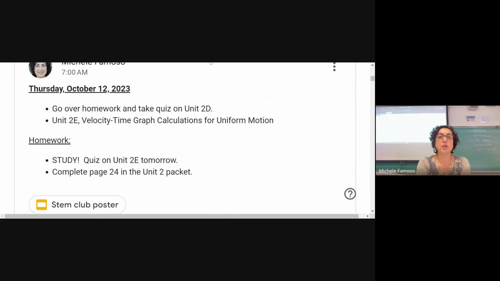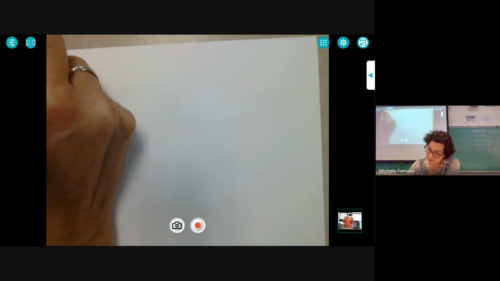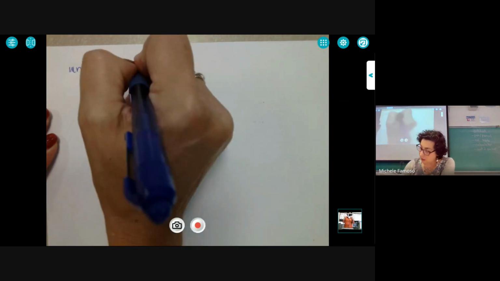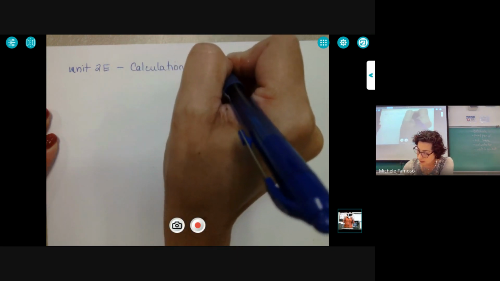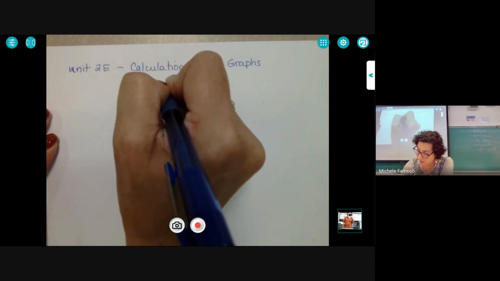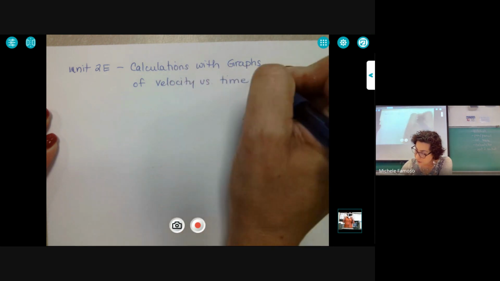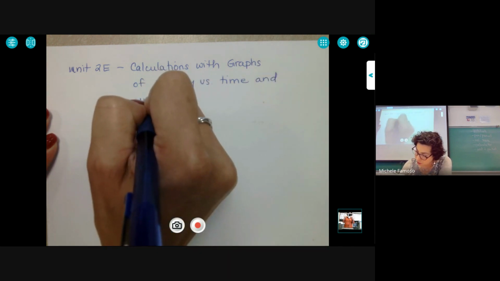All right, let's get started with section E of Unit 2. And Unit 2E is all about calculations with graphs of velocity versus time. Specifically, and uniform motion.